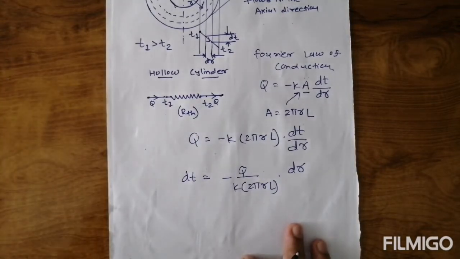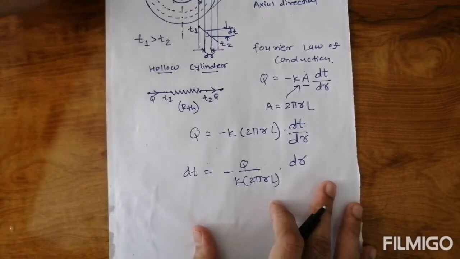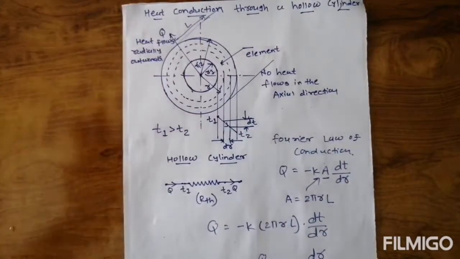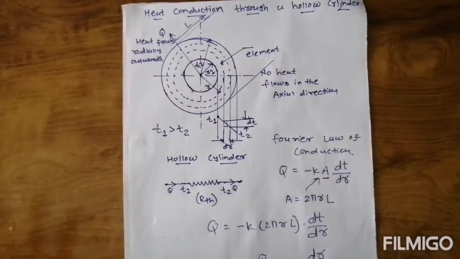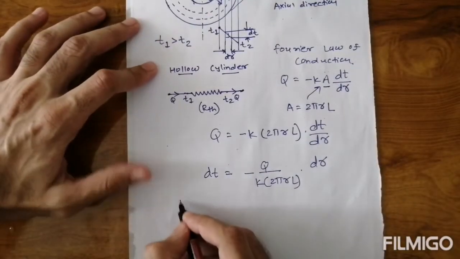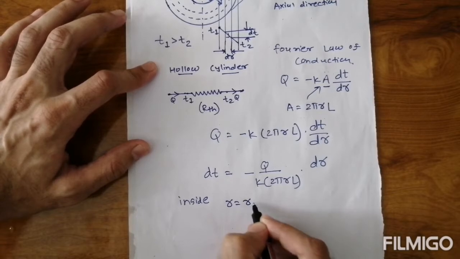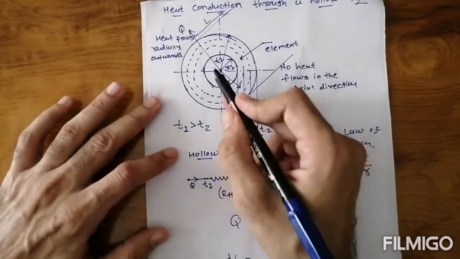Now what will be our condition here? Why should we consider the dt term and dr term? Because we have two boundary conditions. What are the two boundary conditions? First, the inside radius and second, the outside radius; similarly, the inside temperature and the outside temperature. So what will be our inside condition? At radius R equal to R1, the temperature T is equal to T1. That is your inside condition.